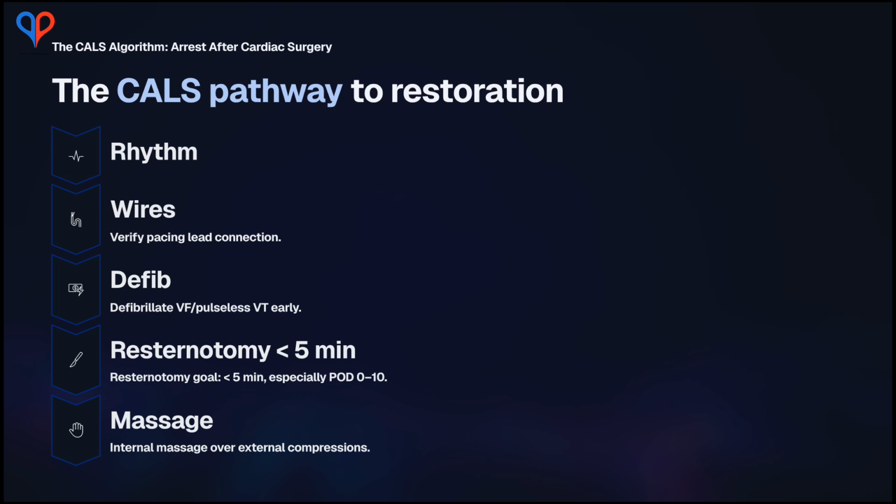If the rhythm is ventricular fibrillation or pulseless ventricular tachycardia, defibrillate now, using standard energy for the device. If there is no response, or if tamponade or hypovolemia are likely, proceed to resternotomy within 5 minutes from the time of arrest. This time target matters. External chest compressions through a recently closed sternum often deliver poor output and may shear new grafts. After the chest is opened, perform internal cardiac massage. This generates better forward flow and allows immediate relief of tamponade, inspection of grafts, and rapid control of bleeding.